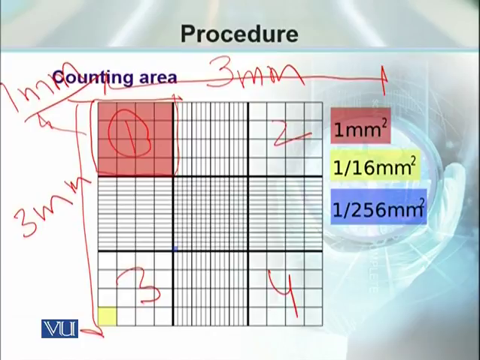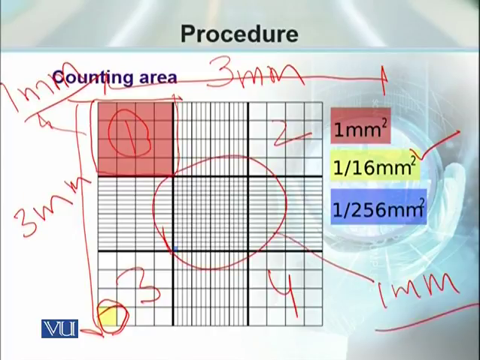These areas are further divided into smaller boxes. If you can see this yellow box, the area of this yellow box is 1 over 16 millimeter square. These corner areas were meant to count the white blood cells from the blood. We have 1 millimeter square area which is right in the center of this table, which is divided into very small squares, and the area of the smallest one is going to be 1 over 256 millimeter square.